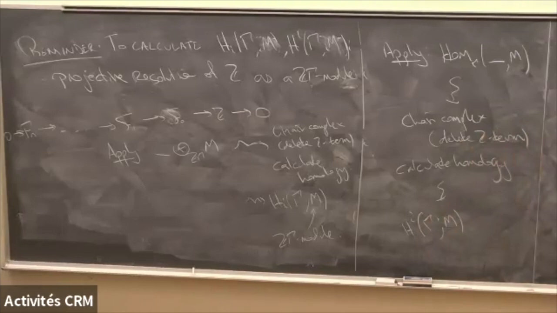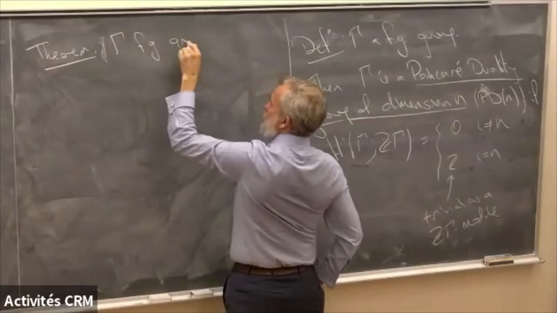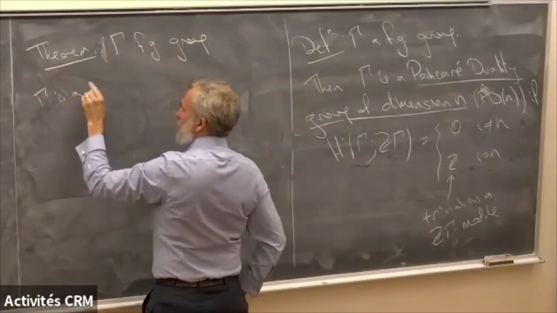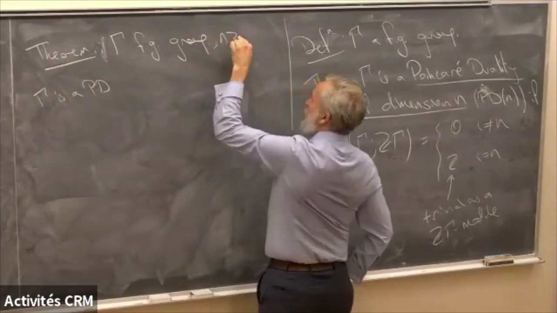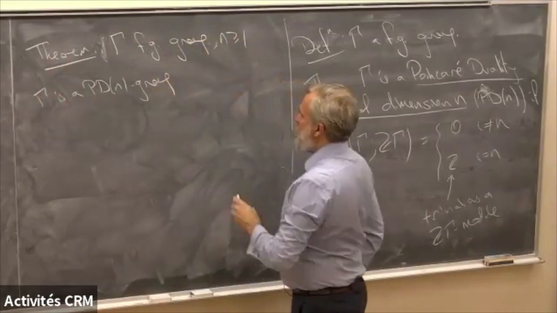All right, so here's a theorem. Gamma is a finitely generated group, and I should fix my n. Gamma is a PD^n group.